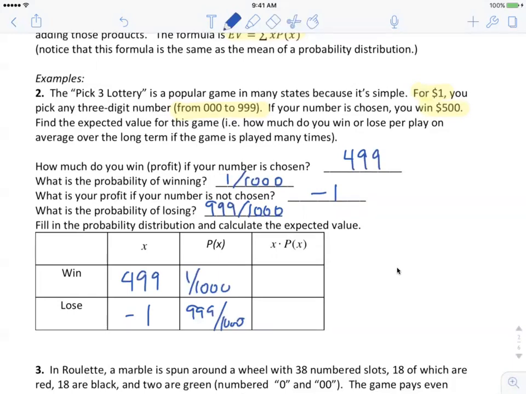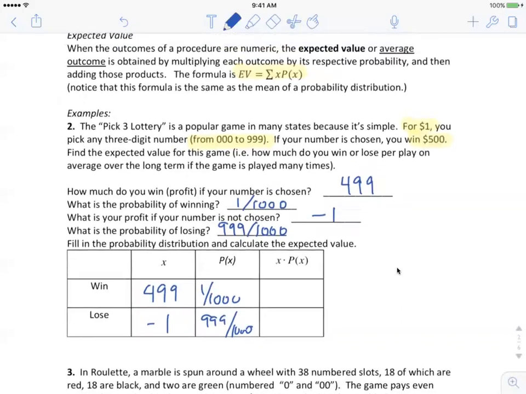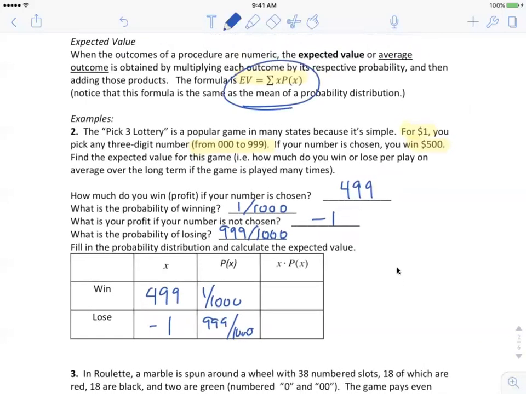and the probability of losing, we calculated as that. Okay, now we're going to apply the formula, right? Remember the formula was this guy, so that means take the x times p of x, right? So we're going to multiply x times p of x together. So on my calculator, I'm doing $499 times 1 over 1,000, or 1 divided by 1,000, and that's 0.499. Same with the other one, 999 divided by 1,000 times -1, negative 0.999.